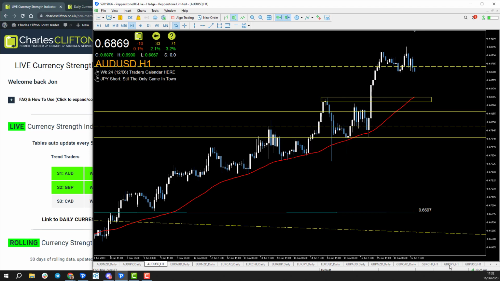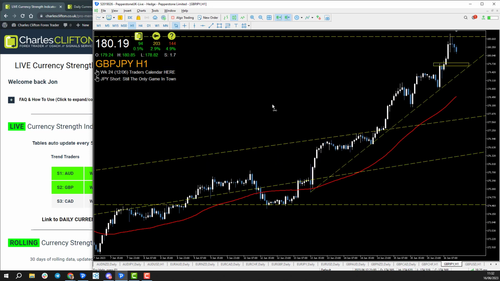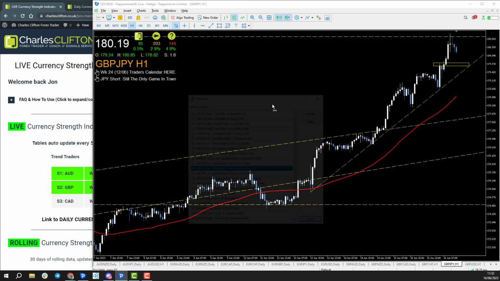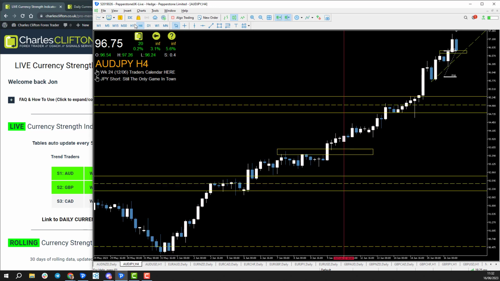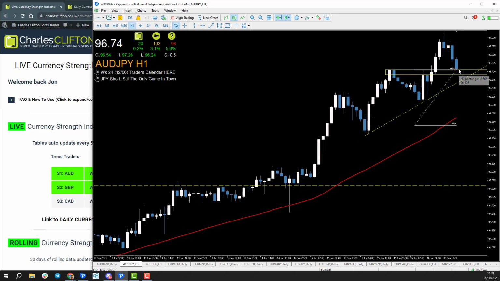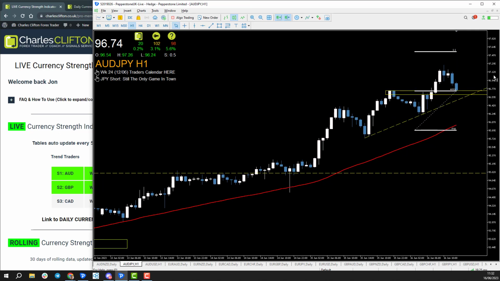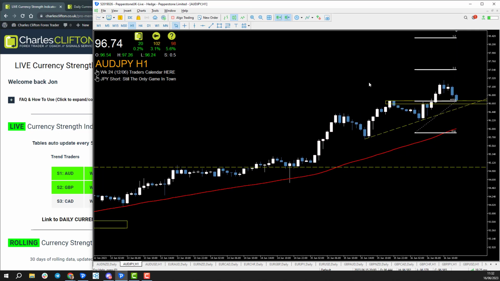Pound yen in particular, and Aussie yen should be around about that entry point now. So like I said, Aussie yen looking good for a long here around about this 96.70 handle. So we'll have a little look at that one, see if that one can play out.